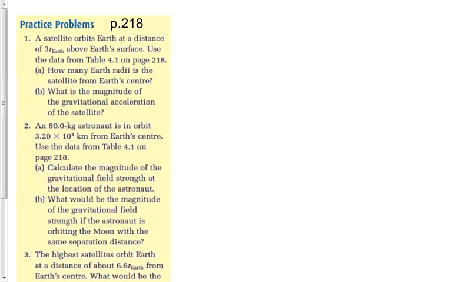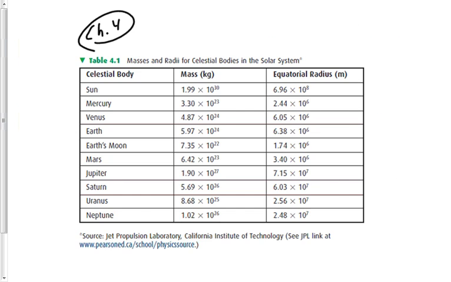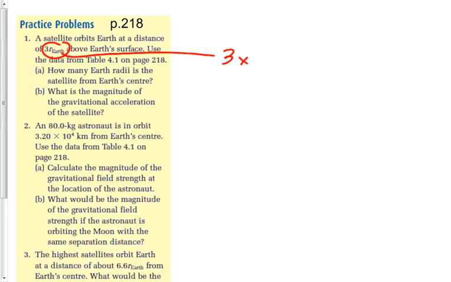Okay, let's see what you can do with these 3 questions, please. By the way, question number 1, when they talk about 3 R Earths, what does that mean? Yeah, 3 times the radius of the Earth. And the radius of the Earth we said was 6.38 times 10 to the 6.